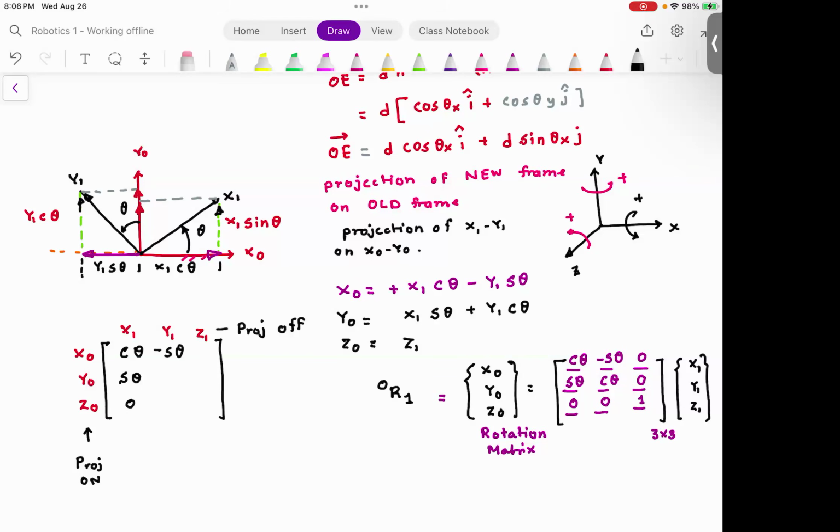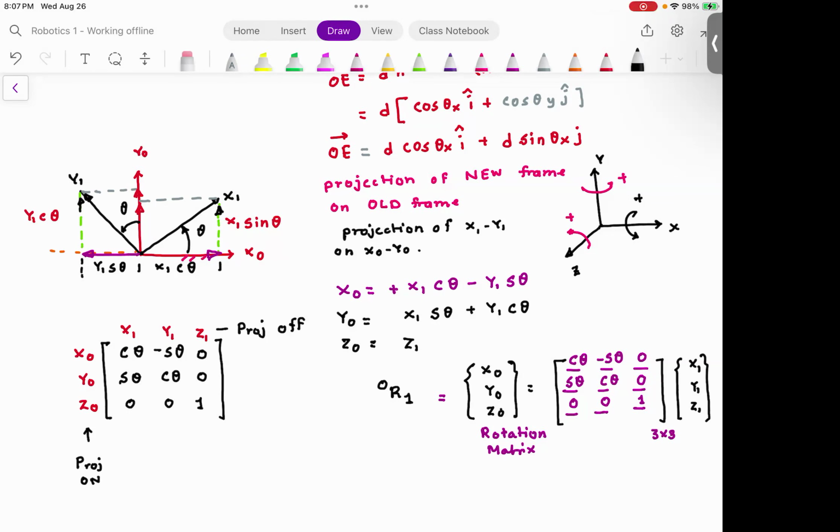What is the projection of Y1 onto Y0? What is the projection of Y1 onto Z0? What is the projection of Z1 onto X0? What is the projection of Z1 onto Y0? What is the projection of Z1 onto Z0? 1. You get the same rotation matrix.